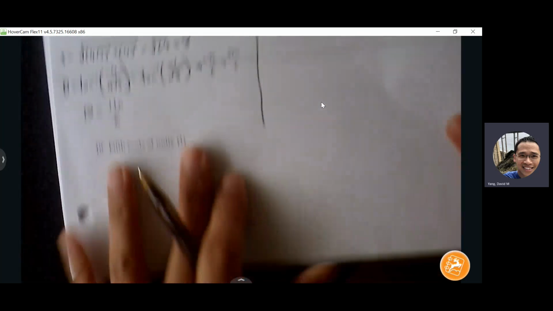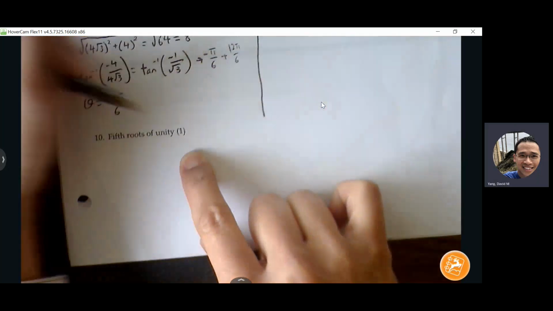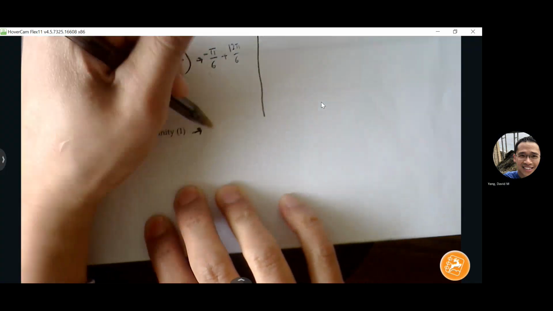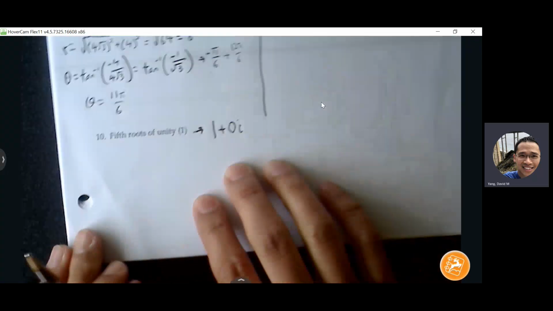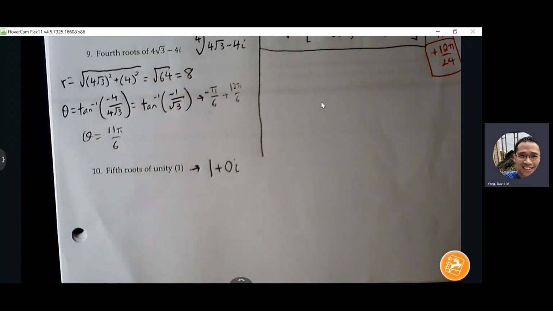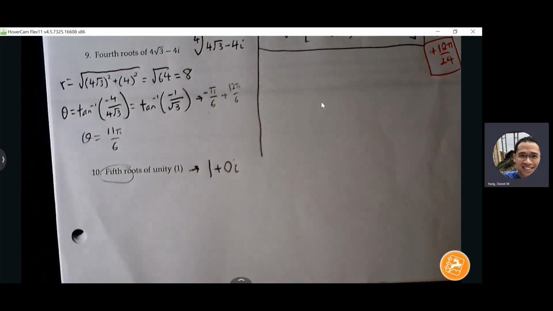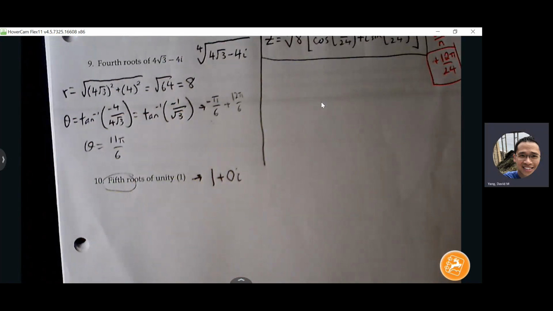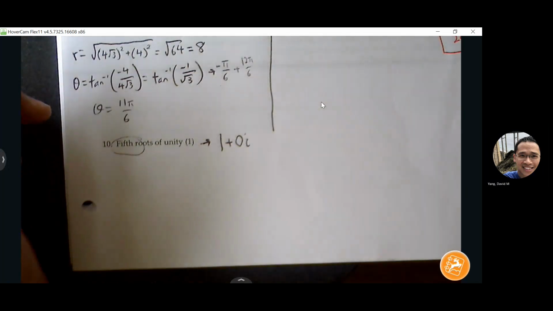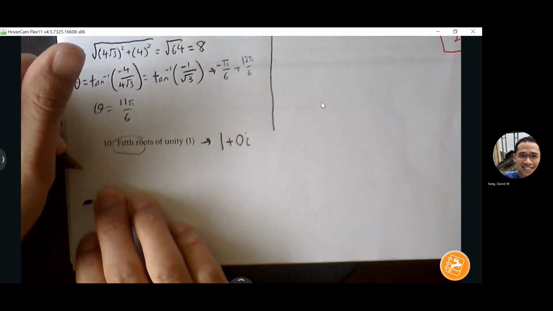So unity is just another way of saying 1. And what's the complex form of 1? 1 plus 0. Yep, so just go from there. Find your radius, find your theta in terms of radians. Looking for 5 solutions. Okay, see how far you can get, and I'll work the same time that you guys work.